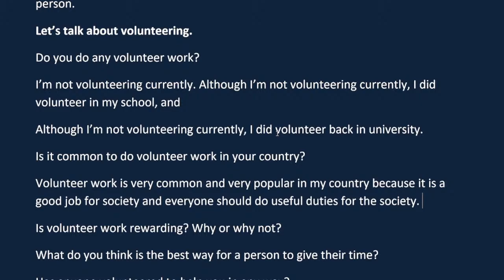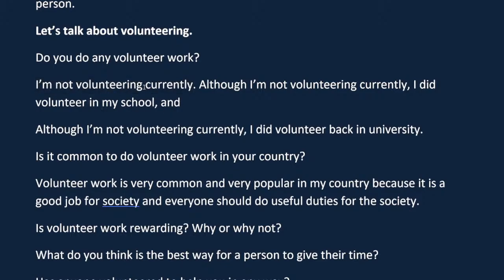Band 6 means that you're fluent and you're giving more complete answers, okay? So I asked you the question, do you do any volunteer work? And you said, I'm not volunteering currently, which was a good sentence, okay? But it took you a long time to answer, and I had to repeat the question. You don't want the examiner to be repeating questions. So when the examiner asks you a question, you need to answer not right away. You can think for 1 or 2 seconds, but you need to answer within 2 to 3 seconds of the end of the question, okay?